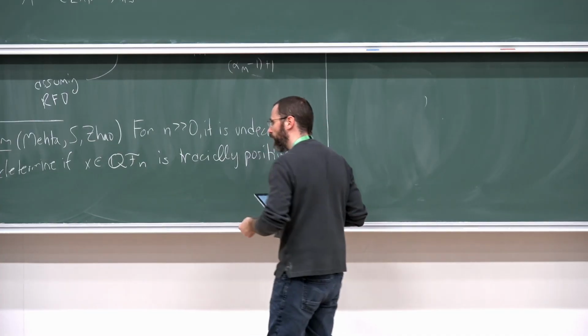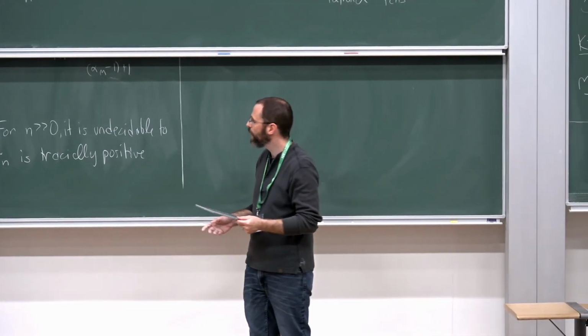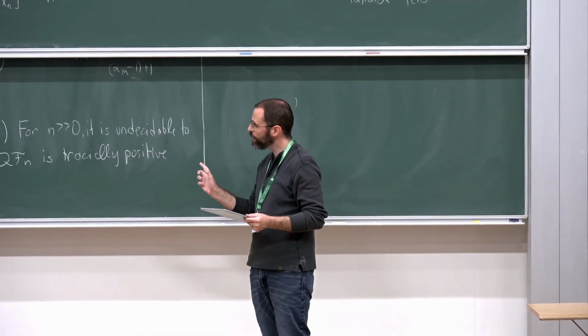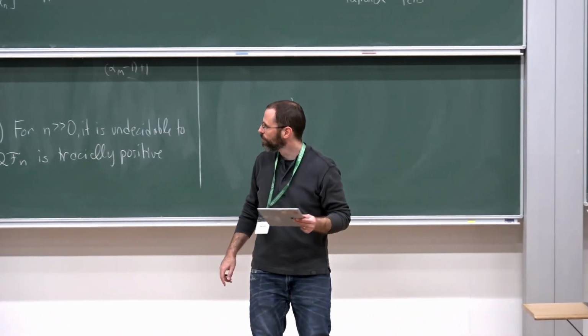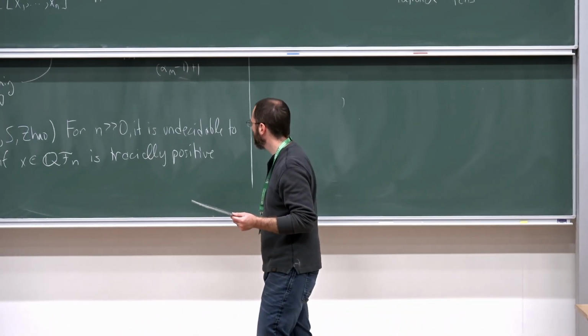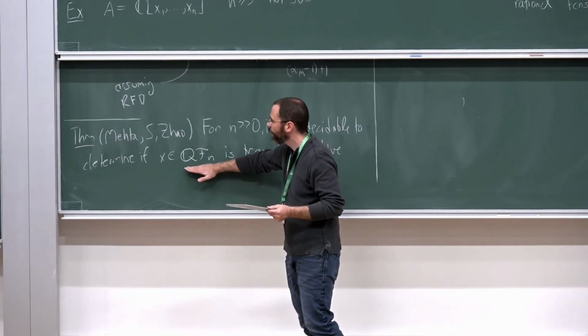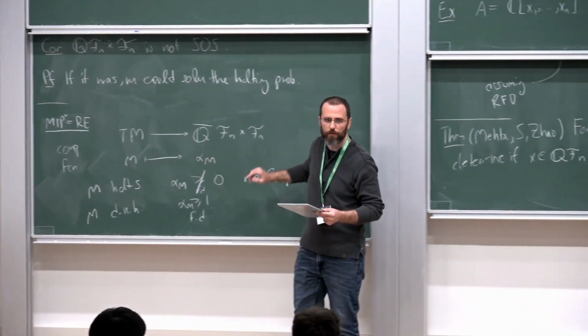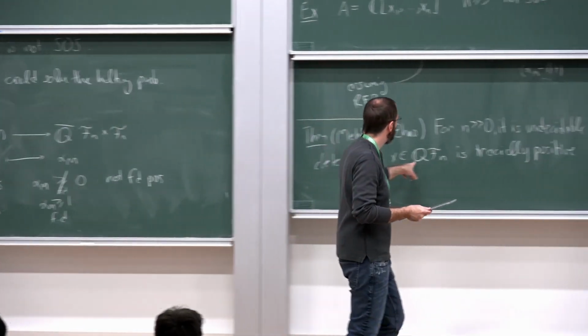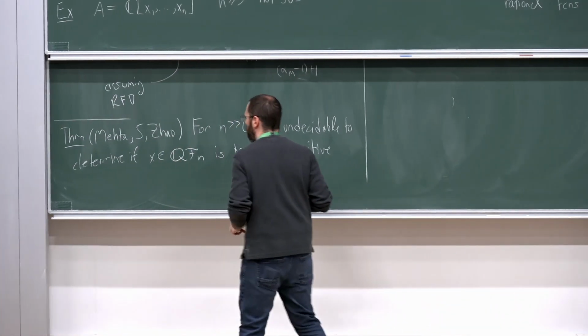Okay, what does tracially positive mean? That means that you're positive on all tracial states on this element x. So there's kind of a correspondence between tracially positive on this algebra and positivity for this algebra, right? So it shouldn't be a surprise we go to this algebra here.